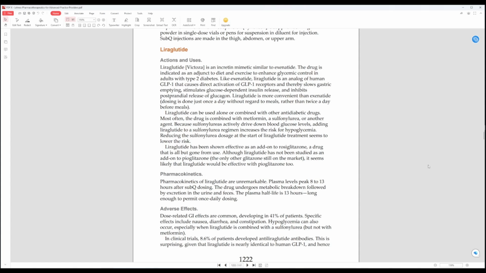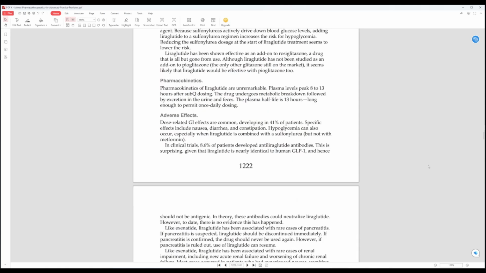Liraglutide has been shown effective as an add-on to rosiglitazone, a drug that is all but gone from use. Although liraglutide has not been studied as an add-on to pioglitazone, it seems likely that liraglutide would be effective with pioglitazone as well. Its pharmacokinetics.